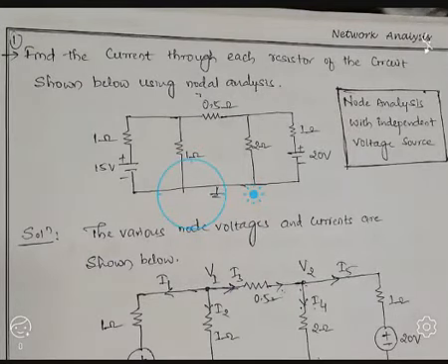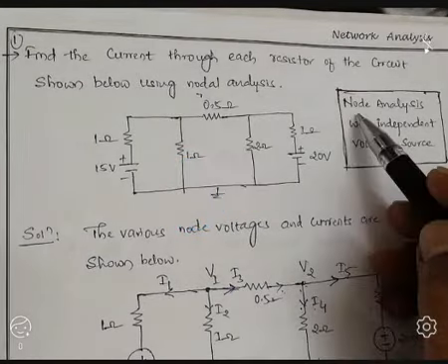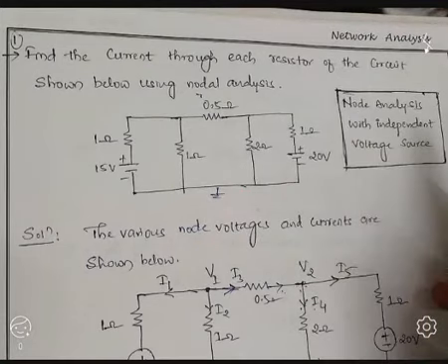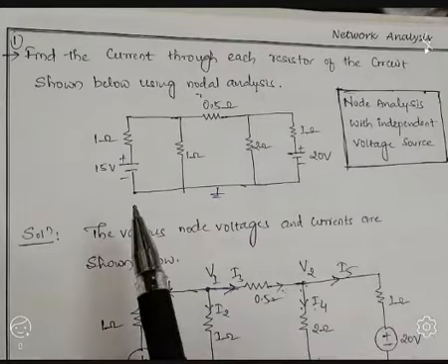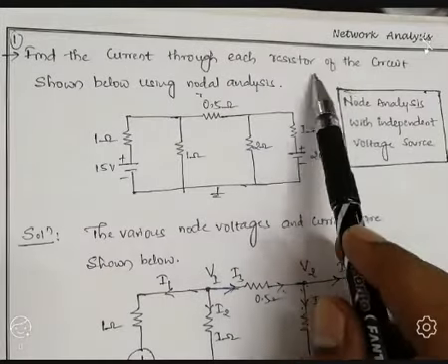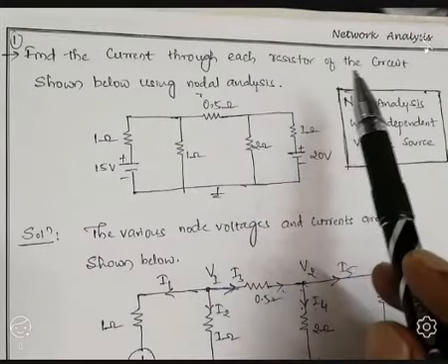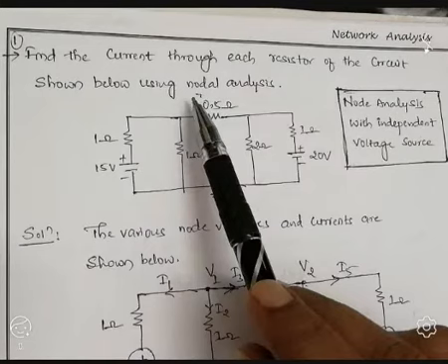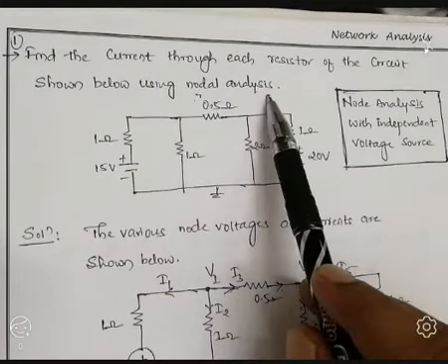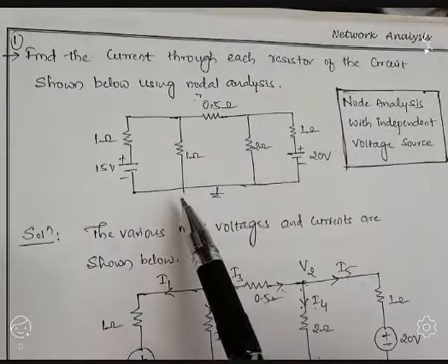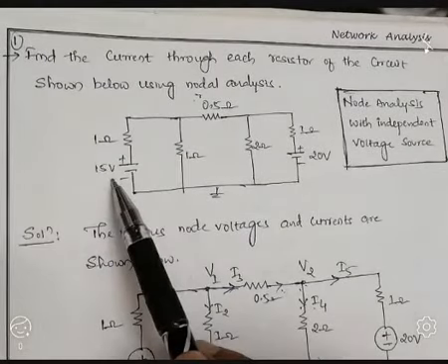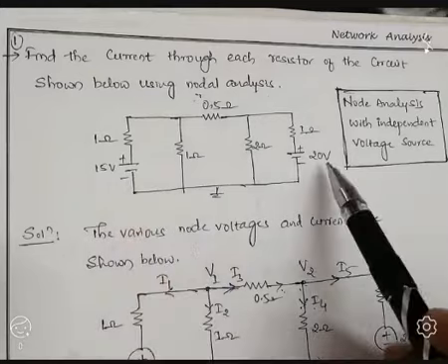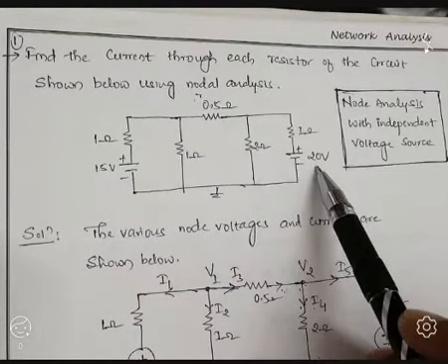In today's session, we will discuss nodal analysis with independent voltage sources. Let us take an example. Find the current through each resistor of the circuit shown below using nodal analysis. In this circuit, 15 volt is an independent voltage source, and 20 volt is also an independent voltage source.